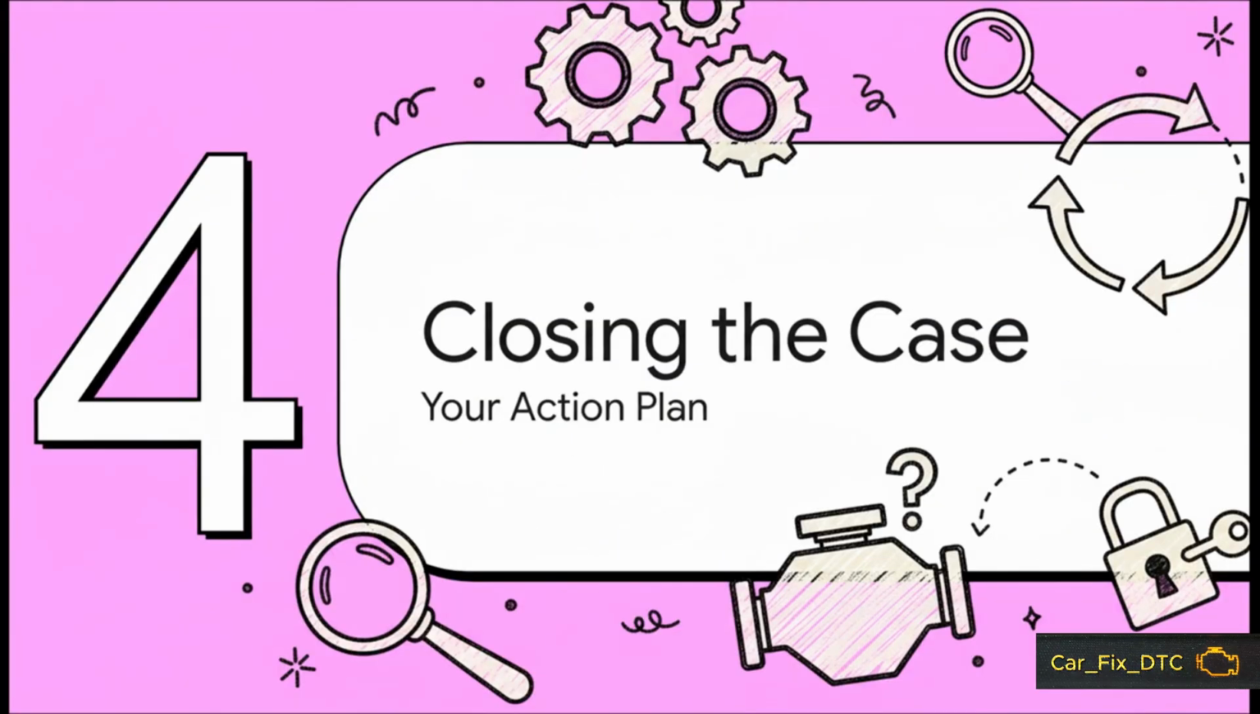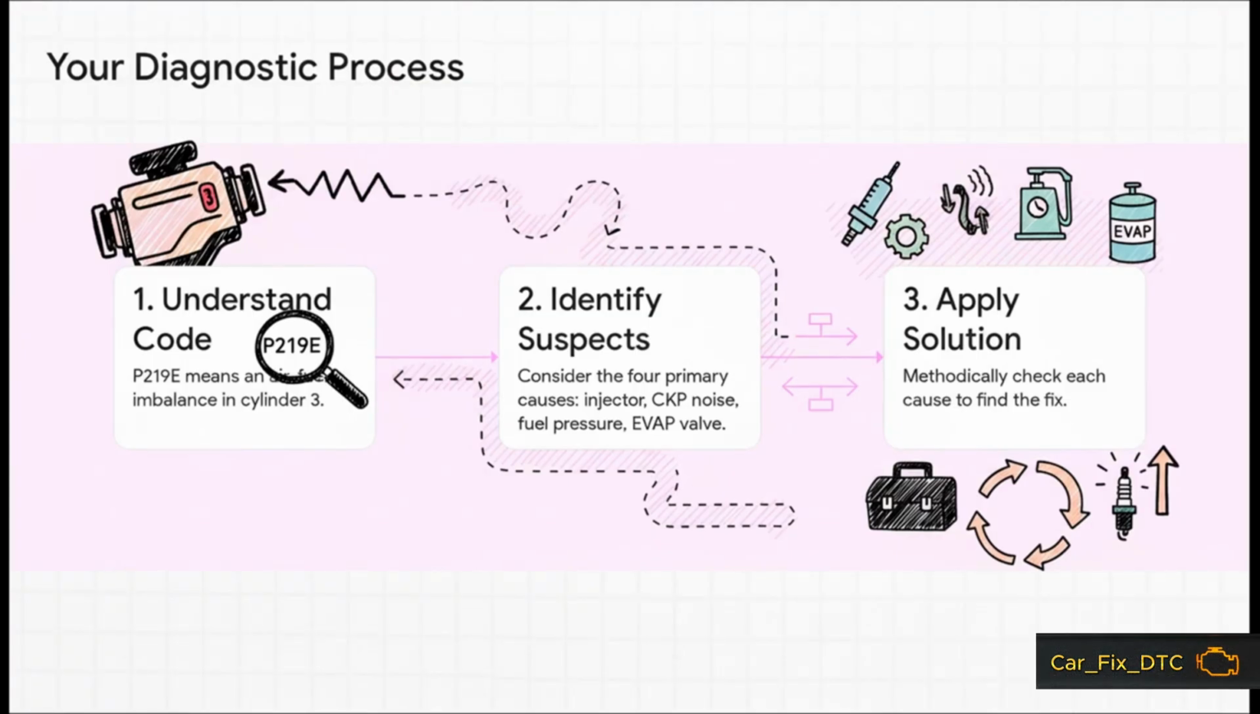So there we have it. We've interviewed all the suspects and we've identified the potential solutions. Now, let's put it all together into a clear, logical action plan. This is how you're going to methodically close the case on code P219E. This is your roadmap, plain and simple.